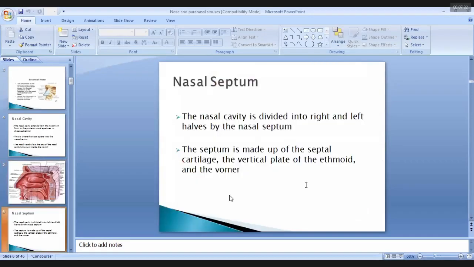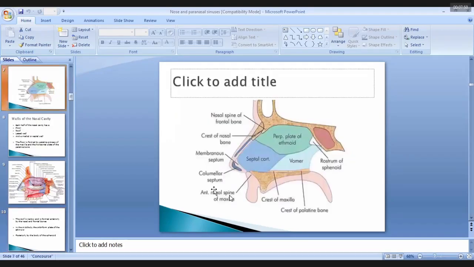The partition which divides the nasal cavity into two equal halves, the right and the left halves, is the nasal septum. This nasal septum is made up of three structures: anteriorly the septal cartilage, posteriorly the vertical or perpendicular plate of the ethmoid bone, and inferoposteriorly another bone known as the vomer. So these are the three structures which form the septum: the septal cartilage, the perpendicular plate of the ethmoid bone, and the vomer.